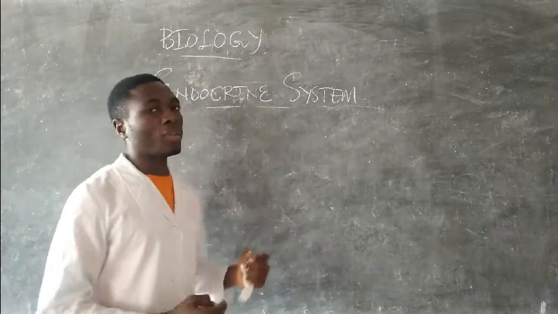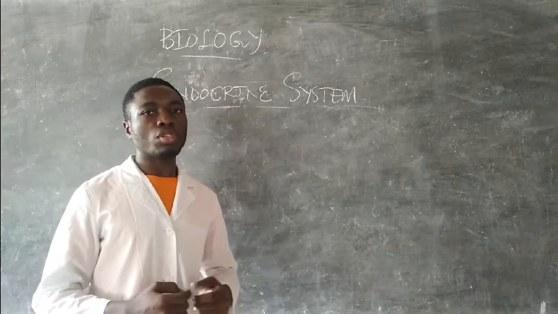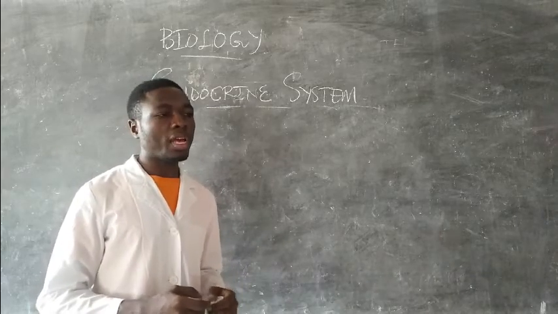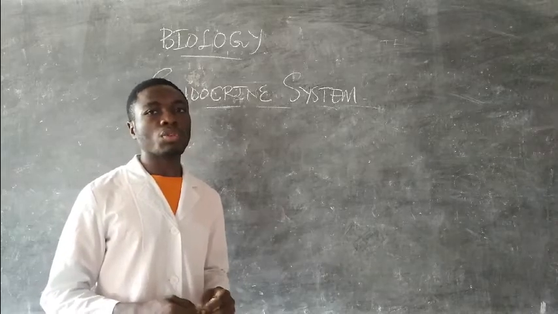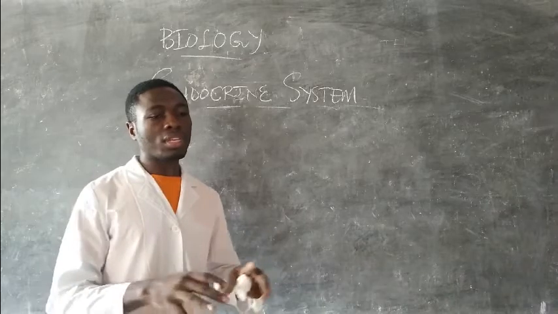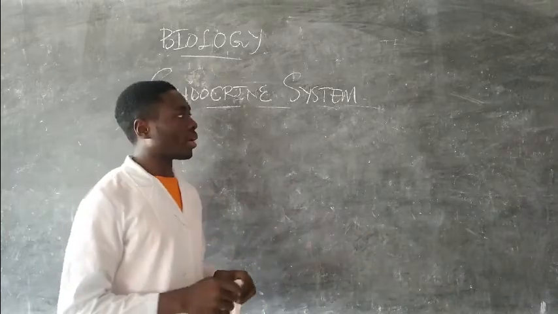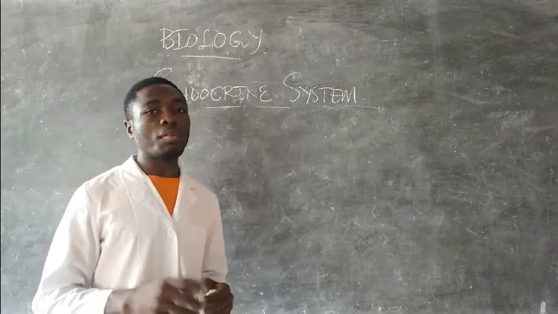Now, when we talk about the endocrine function of the pancreas, we are talking about the regulation of blood sugar level, and this is done with the help of insulin and glucagon. This part of the pancreas, which we call the islets of Langerhans, has spot-like cells scattered throughout the pancreas, and there are basically two types of cells.